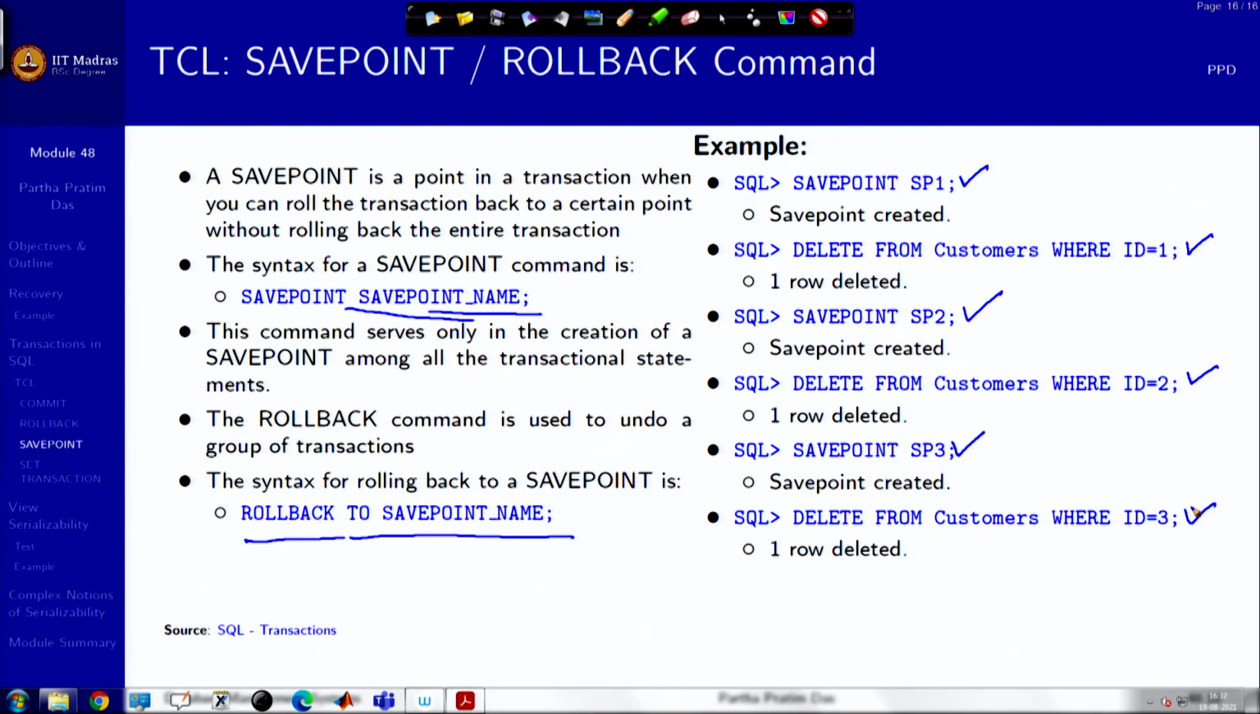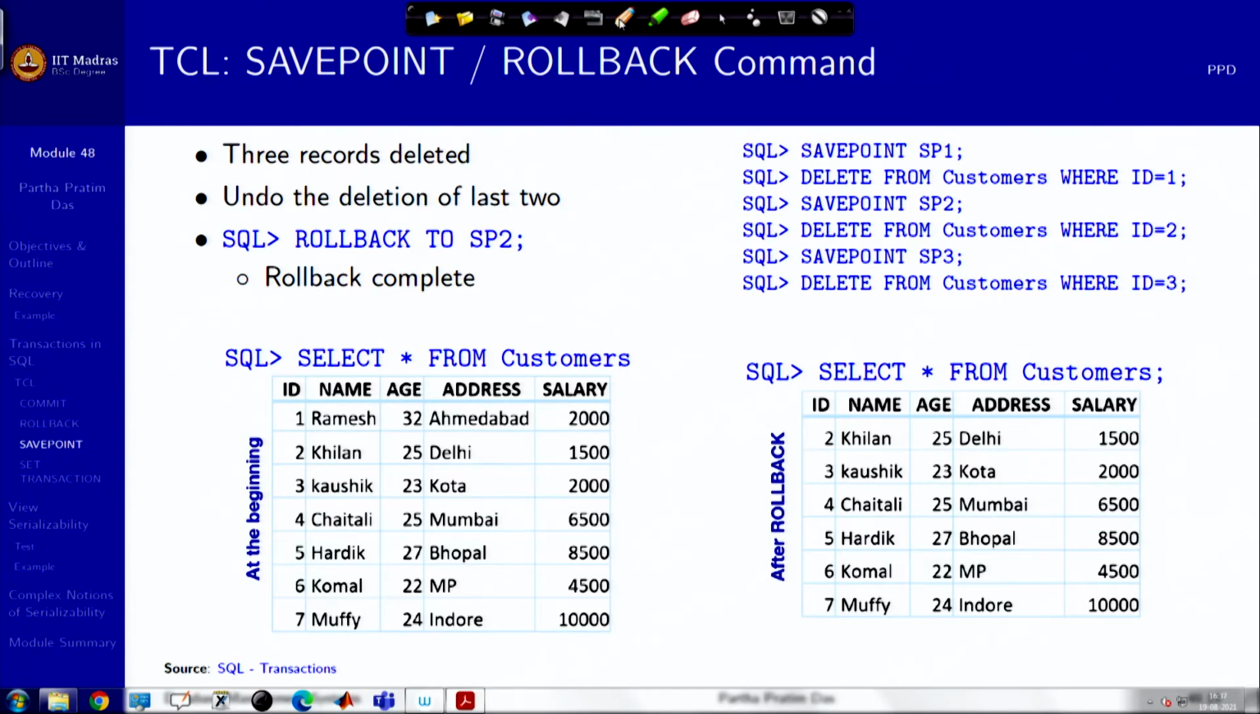Now, you can roll back to any one of these. If you roll back to any one of these, then going backwards up to that point, all changes made will be undone. So, if we say roll back to SP2, then this will be undone and this will be undone. But this one will remain in vogue because you are not rolling back to SP1.